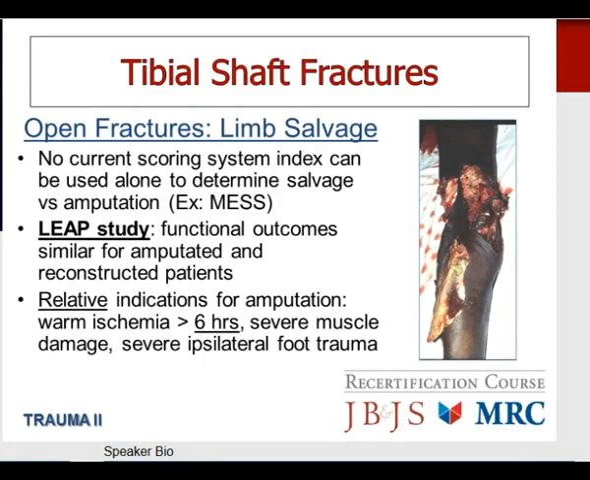Open fractures and limb salvage. Unfortunately, there's no current scoring system that we can use to determine whether a mangled extremity such as this one should be salvaged or amputation should be performed. The LEAP study, another important multi-center prospective trial performed in orthopedic trauma, showed similar functional outcomes for amputated and reconstructed patients. We do know that there are relative indications. Again, these are relative, not absolute indications for amputation, and those include warm ischemia greater than 6 hours, severe muscle damage, or severe ipsilateral trauma to the foot.